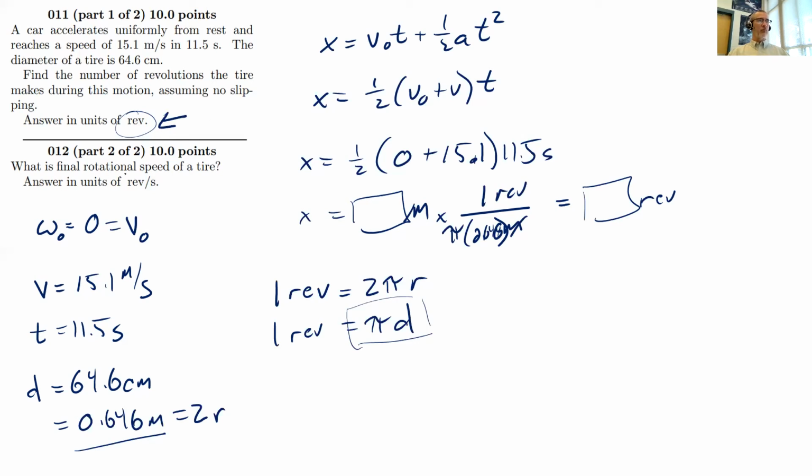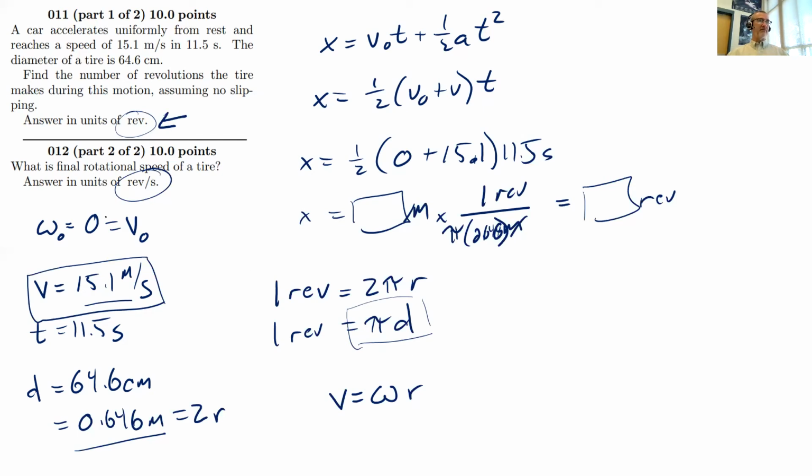Now, if I want the final rotational speed of the tire, well, this is actually simpler to get to. So since I have all of this, let's just take a look at the final angular speed of the tire in revolutions per second. Well, I know that I've got 15.1 meters per second is my final velocity. And so I know the relationship between my velocity and my angular velocity would be that my final velocity is going to be the angular velocity times the radius. And that's going to give me it in radians per second.